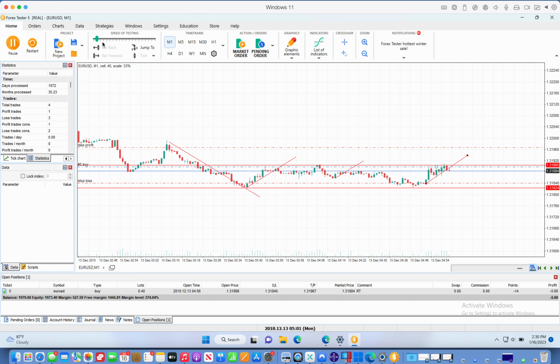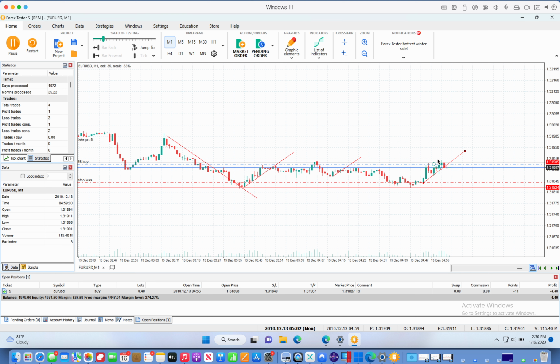So I'm going to speed this up just a little bit so we can get through all this choppy area, because all I'm concerned about is if it hits my stop or my profit. If it hits my stop, I know where it's going, and I'm going to look for a potential setup. There's no guarantee. So let's just keep going.